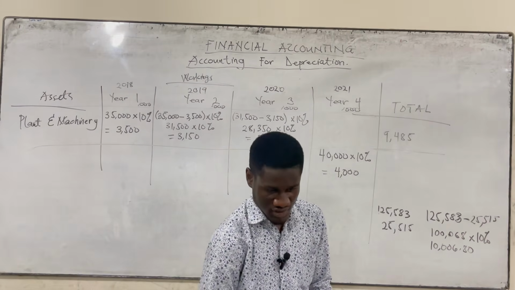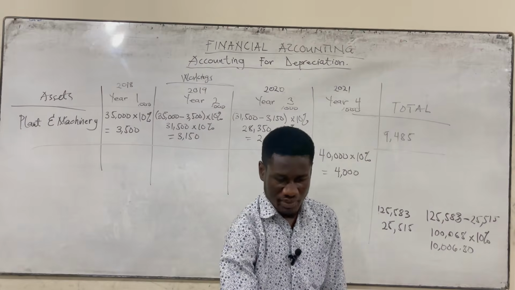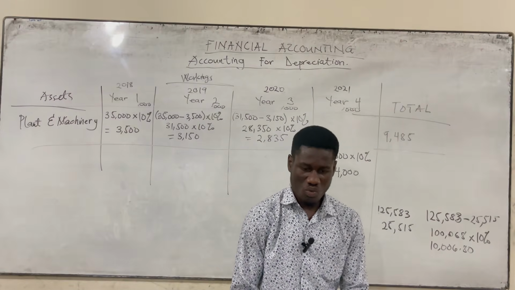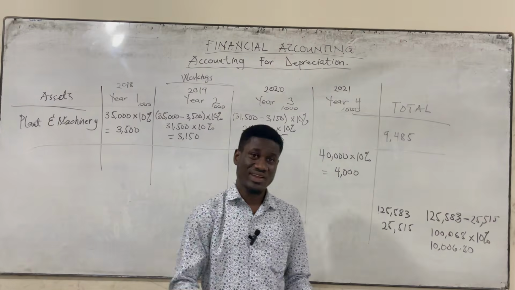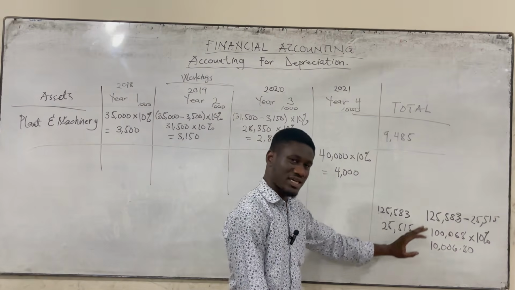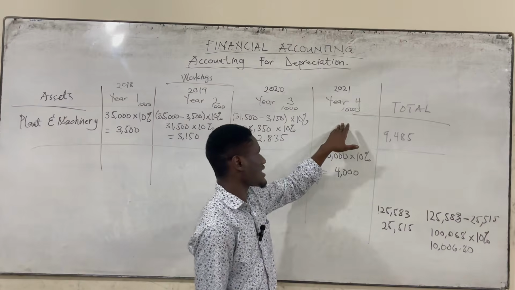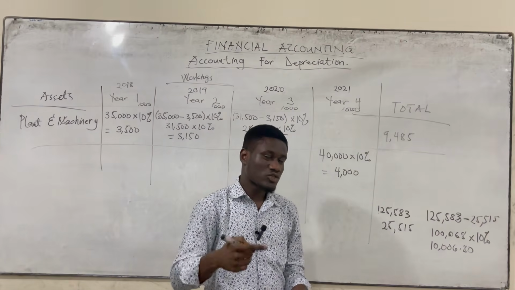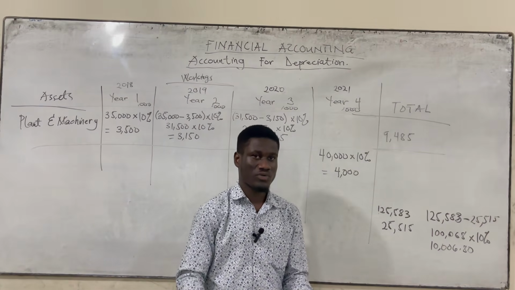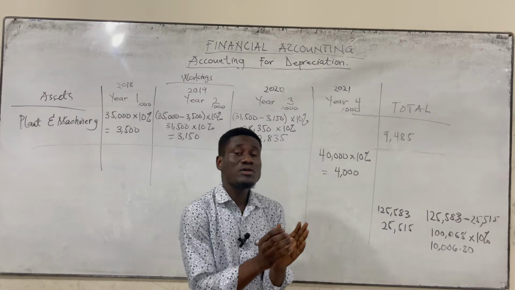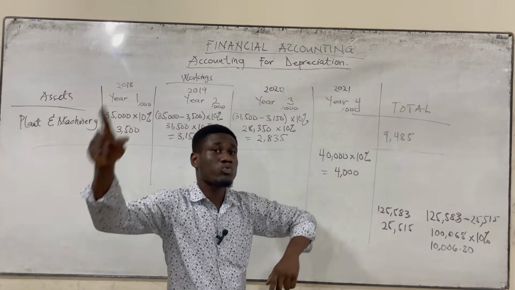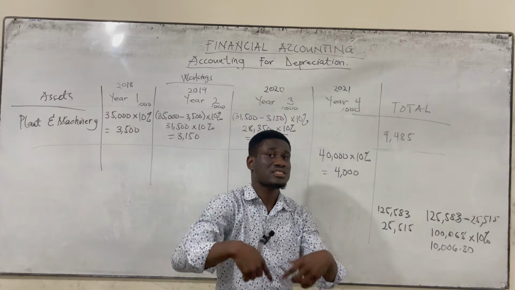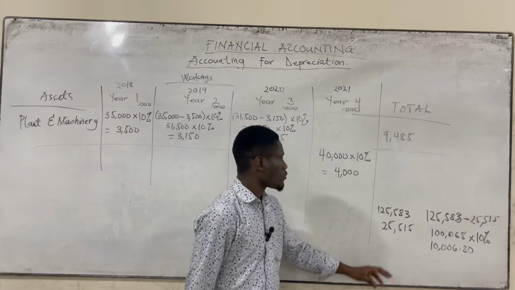Good. And the question says a new plant costing 40,000 was acquired on 1st January. A new plant. That means that it was not included in the balances brought forward. So that means that we only bought that asset on 1st January. But for the 35,000, it was included in the balances brought forward. Do you get it? Good.